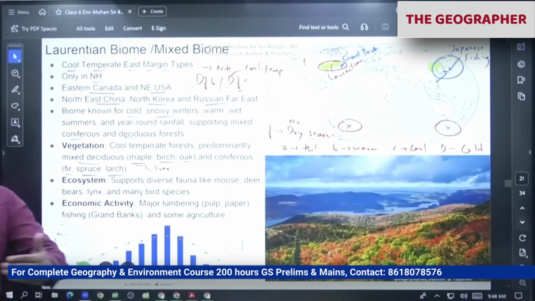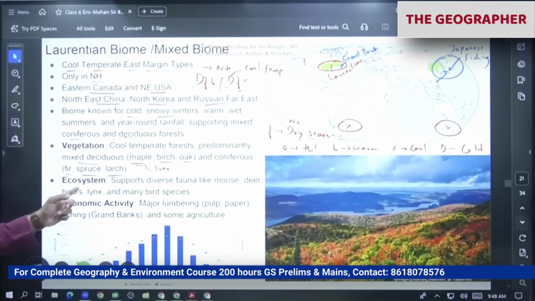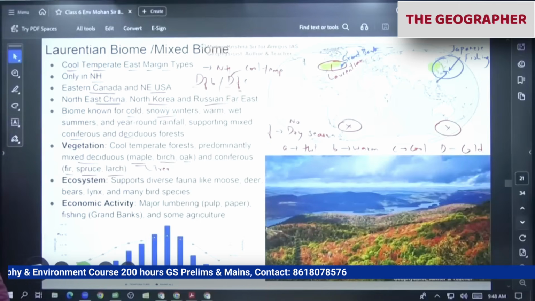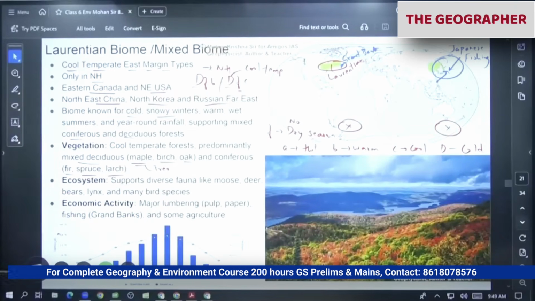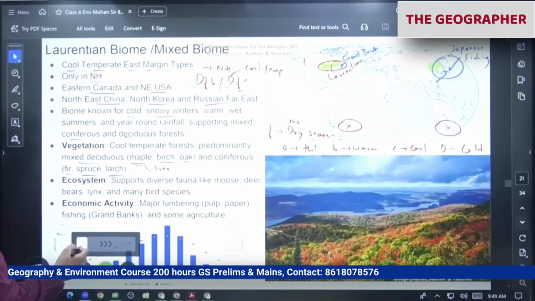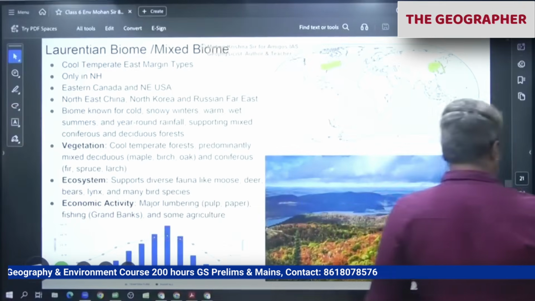So fishing is also a very popular occupation here. I remember this class, ocean currents. I was telling you, warm current, cold current, how fishing zones are formed. That is very popular. Apart from lumbering, cutting trees, fishing is the other major occupation. Laurentian biome. This is not found in the southern hemisphere, only in the northern hemisphere. Can I clear this? Okay. Last one, British type.